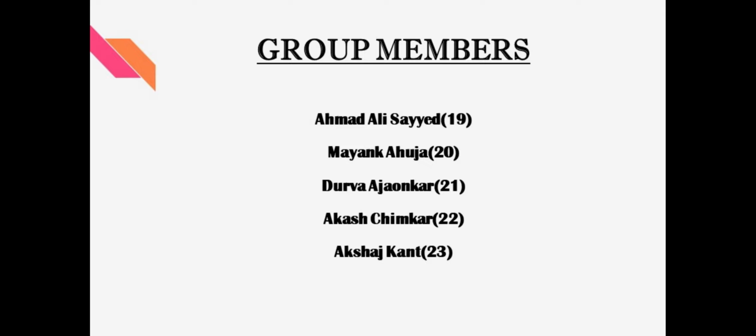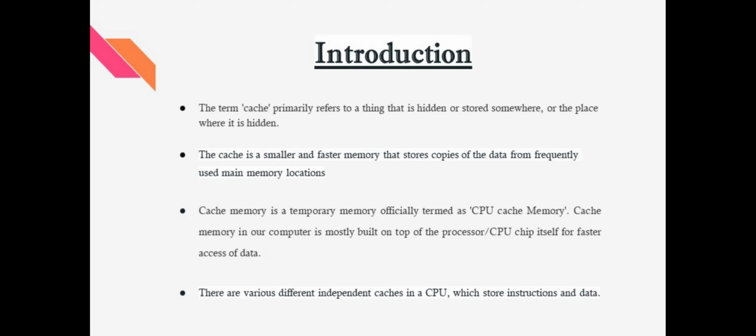I will be talking about the introduction to cache memory. The term cache refers to a thing that is hidden or stored somewhere, or the place where it is hidden. The cache is a smaller and faster memory that stores copies of the data from frequently used memory locations. Cache memory is a temporary memory, also called CPU cache memory. Cache memory in our computer is mostly built on top of the processor or the CPU chip itself for faster access of the data.